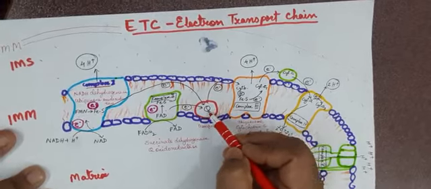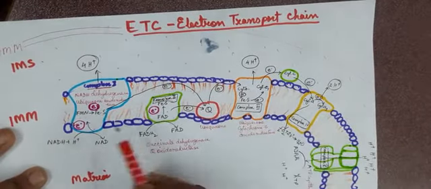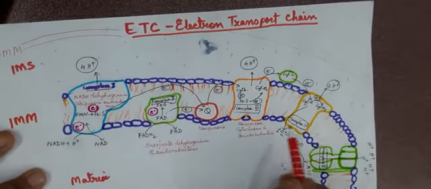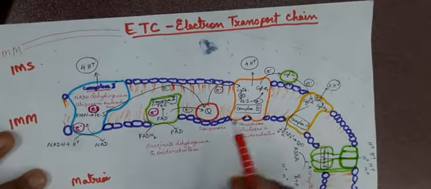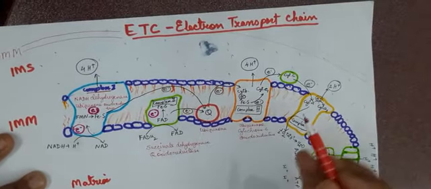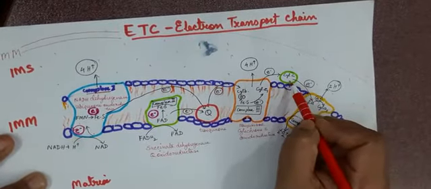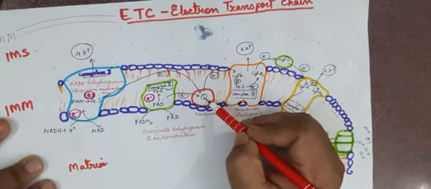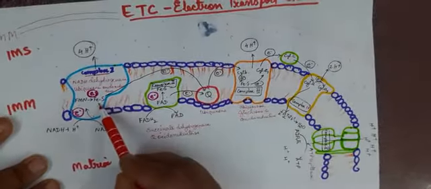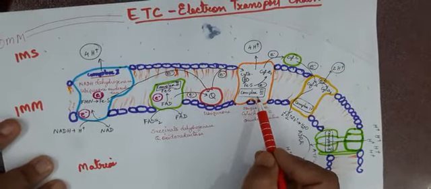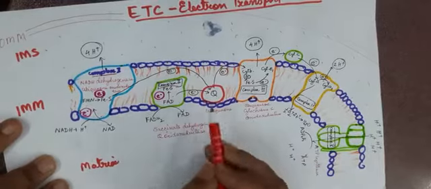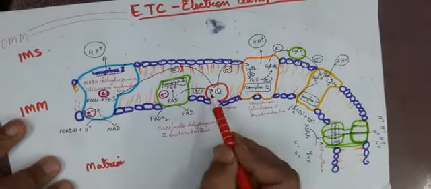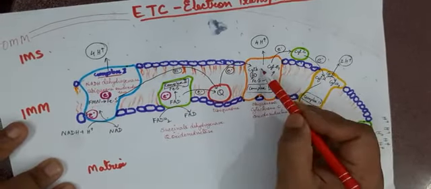Then quinone is a mobile carrier. Complexes 1, 2, 3 and 4 are fixed. They cannot move here and there. But quinone, ubiquinone and cytochrome C are mobile carriers, meaning they carry the electrons from one complex to the other complex. So quinone accepts the electrons from complex 1 and carries them to the third complex.